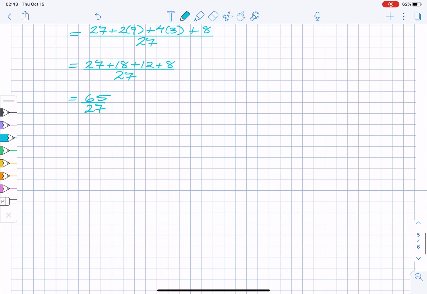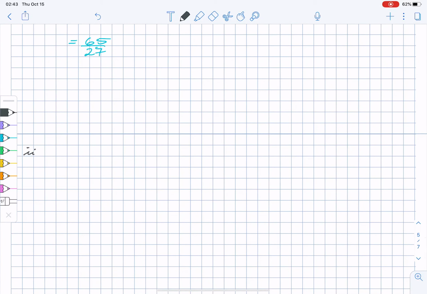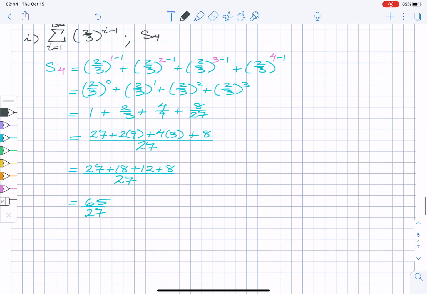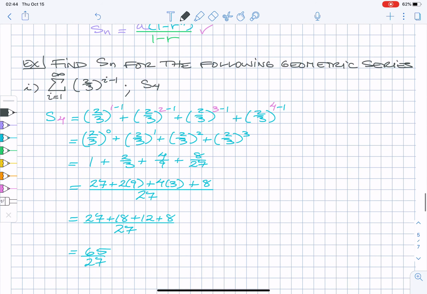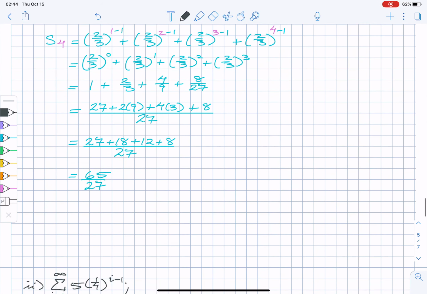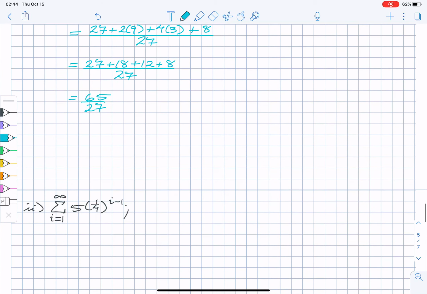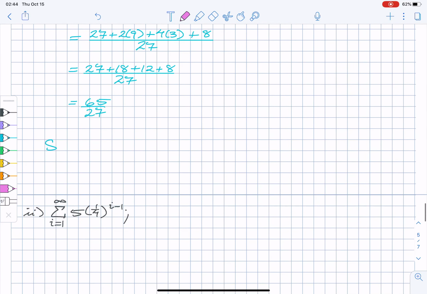Okay, so let's do number 2. Let's go down to the next page. Let's say we have the sum sigma as my index counts from 1 to the infinite of 5 times 1/4 to the index minus 1. Oh, what am I doing? I've done it the hard way, haven't I? I forgot I was doing it the easy way.